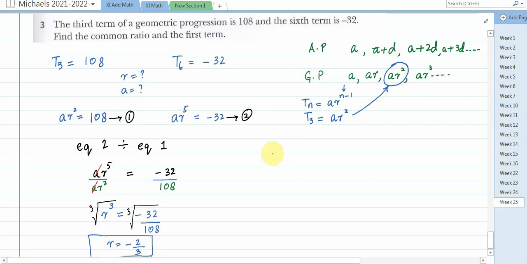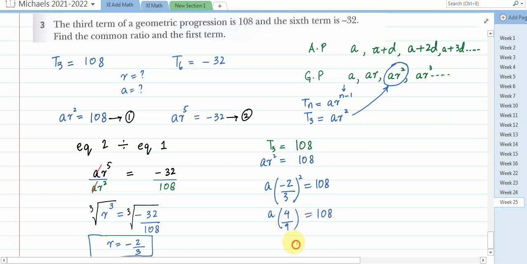So when you have the value of r, you can find out the value of a simply. How? We have the third term as 108, that is given in the question, right? The third term is a r square equals 108. You have the value of r now, right? So a times minus 2 over 3 whole square equals 108. A times 4 over 9 equals 108. Simplification is very simple, so that will be 108 times 9 divided by 4, and you will get 243. So a equals 243, and that is your answer.